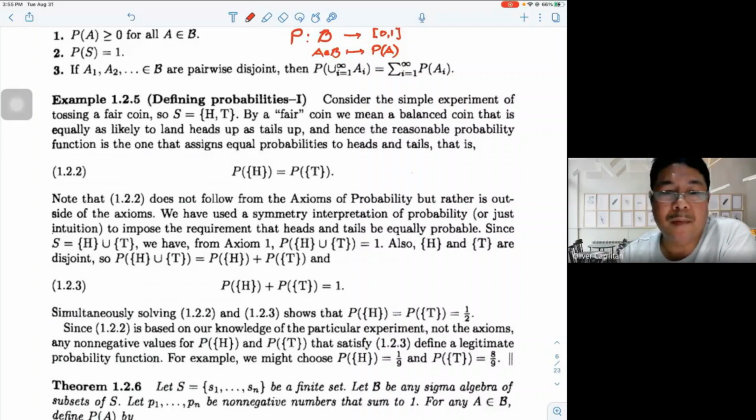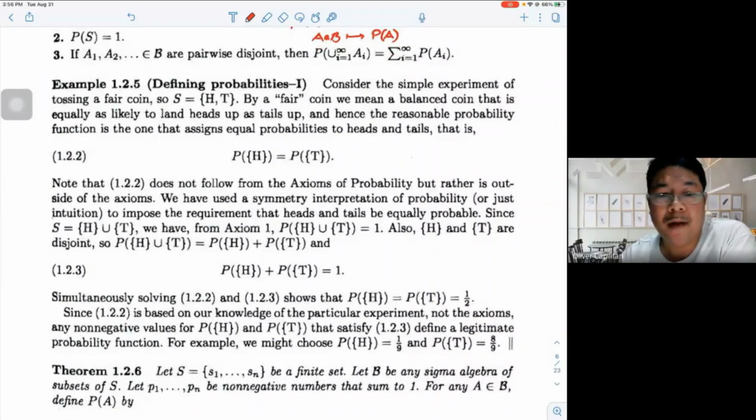So hence the reasonable probability function is one that assigns equal probabilities to heads and tails. That is, we define our function P such that the probability of the event containing H is equal to the probability of the event containing T. Based on our assumption that it's a fair coin, we have this equality of probability. We have this symmetric interpretation of probability.